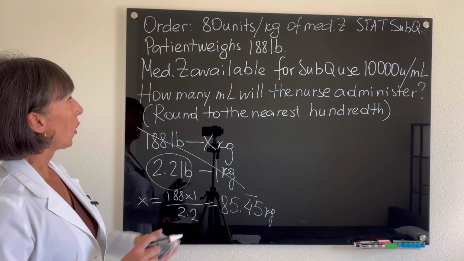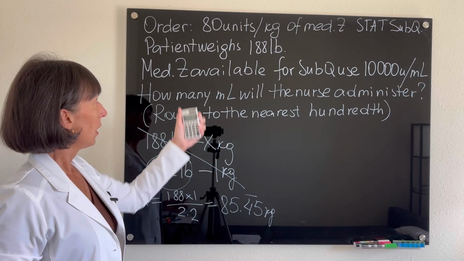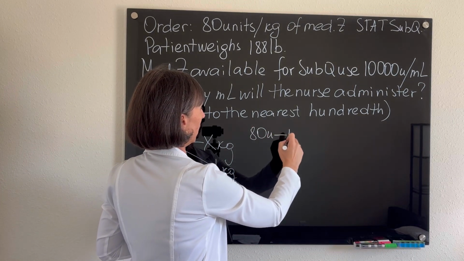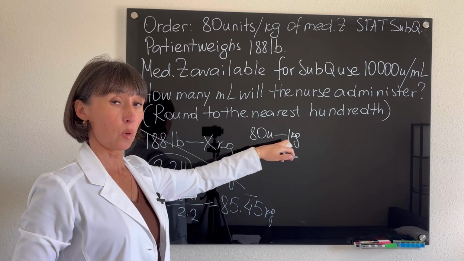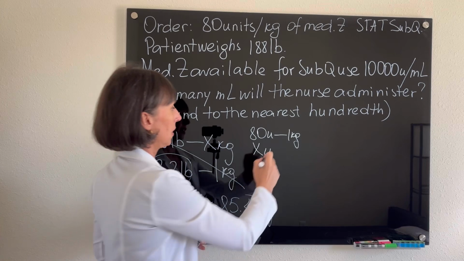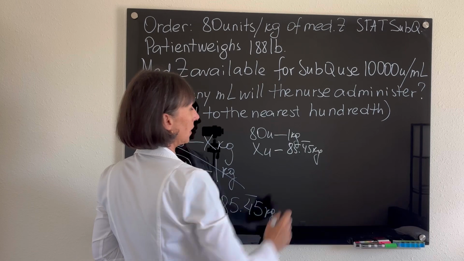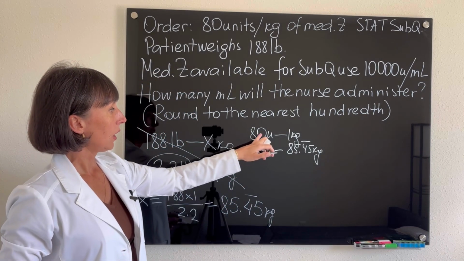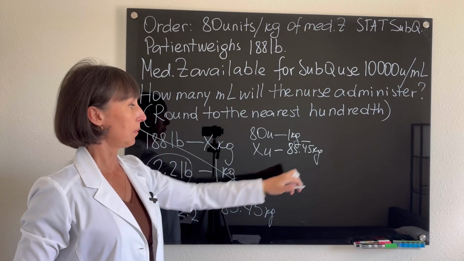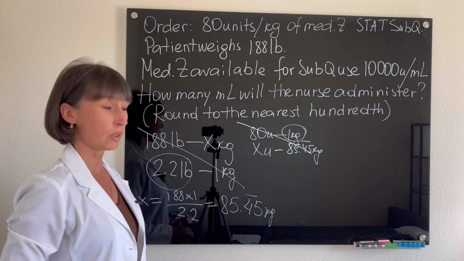Next, now we found our weight. Let's figure out how many units are appropriate for this patient. If 80 units is for 1 kilogram of body weight, how many units is for my 85.45 repeated kilograms? And once again, I'm checking, do I have my units under units? Do I have my kilogram under kilogram? And then I'm going to multiply on diagonal and divide by the third number.